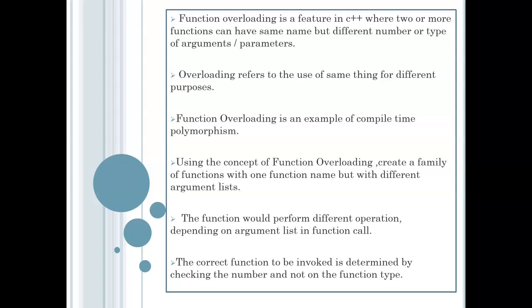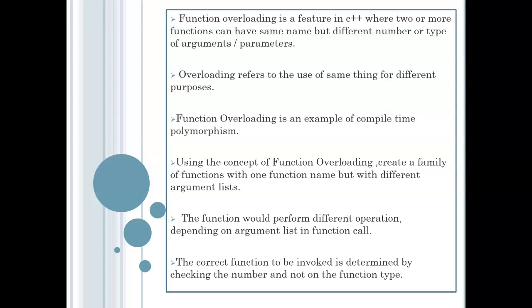When an overloaded function is called, the C++ compiler selects the proper function by checking the number, type, and order of arguments in the call. It is only through these differences that the compiler can differentiate between the functions and invoke the proper function. Function overloading is an example of compile time polymorphism.